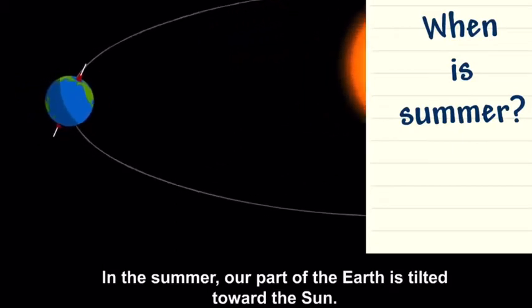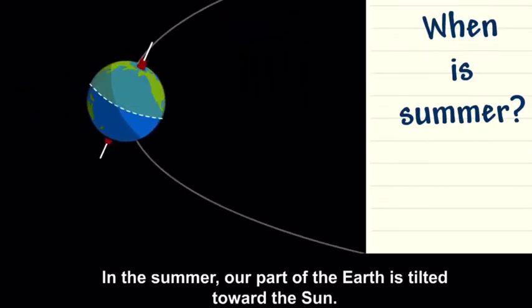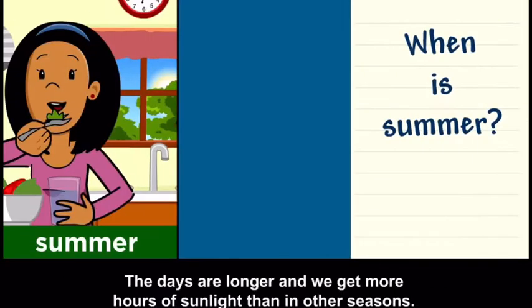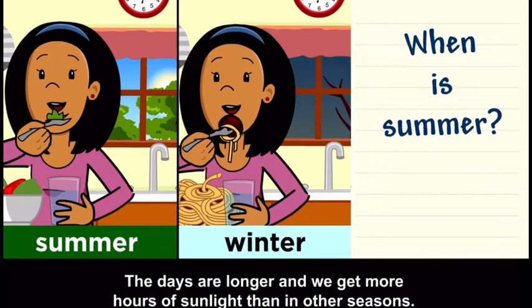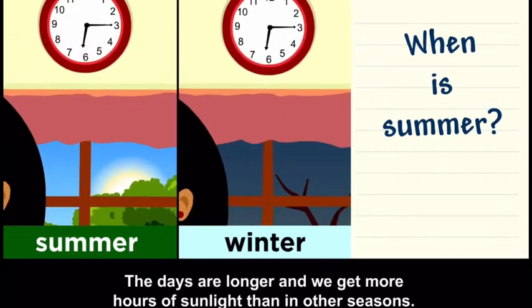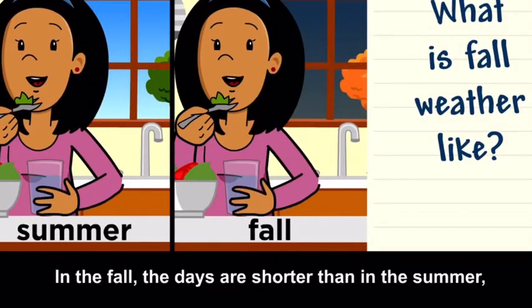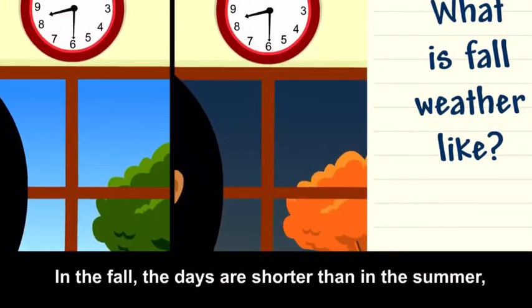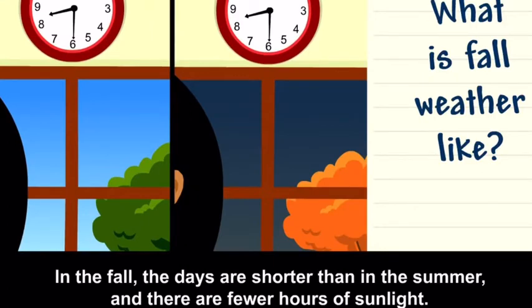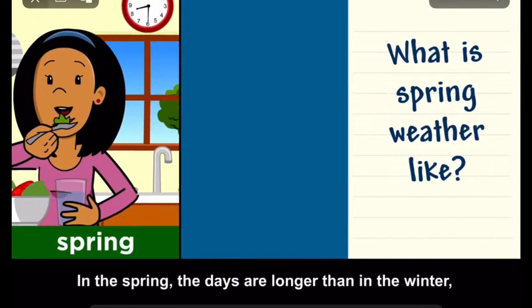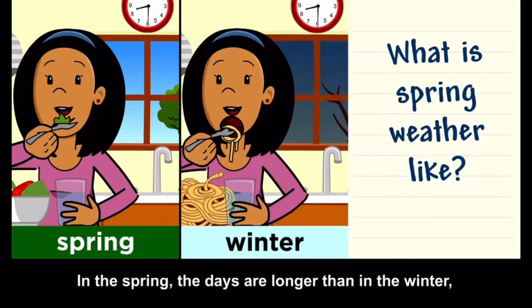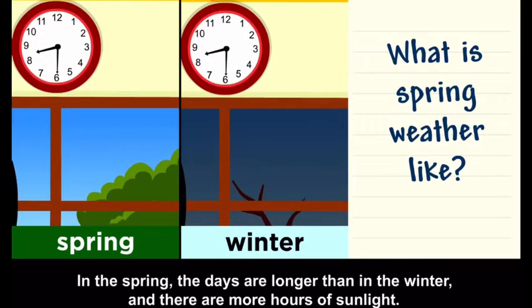In the summer, our part of the Earth is tilted toward the sun. The days are longer, and we get more hours of sunlight than in other seasons. In the fall, the days are shorter than in the summer, and there are fewer hours of sunlight. In the spring, the days are longer than in the winter, and there are more hours of sunlight.